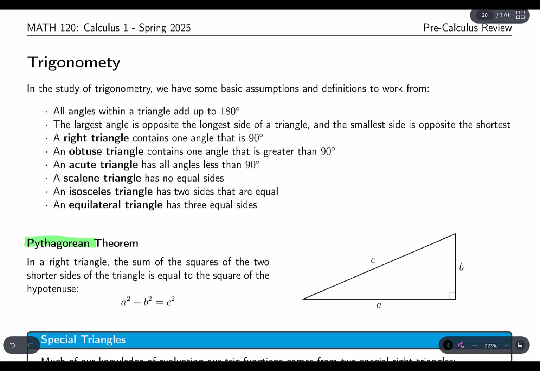In fact, when we take the concept of the Pythagorean theorem and combine it with some of the other ideas in geometry, that's sort of where trigonometry comes about. The Pythagorean theorem, of course, is the theorem that says the sum of the squares of the two shorter sides of a right triangle is equal to the square of the hypotenuse. And the hypotenuse is, of course, the one opposite the 90-degree angle.